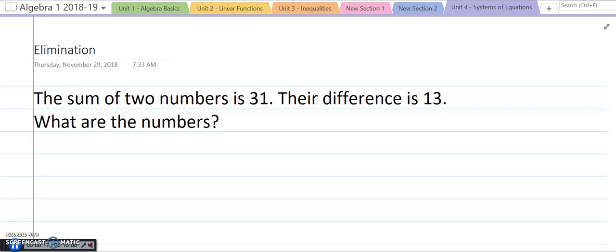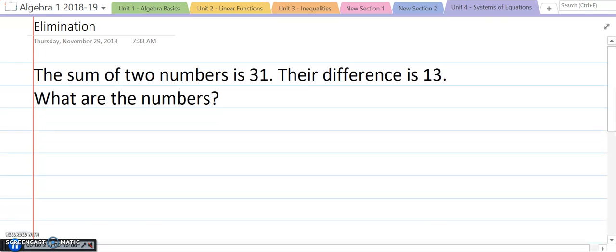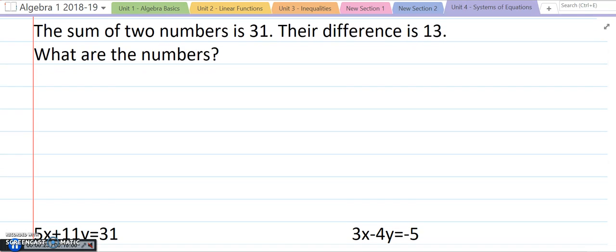So this is gonna be a really quick shot at learning how to do elimination. Starting you off with a story problem. It says the sum of two numbers is 31. Their difference is 13. I'm asking you what are the numbers?